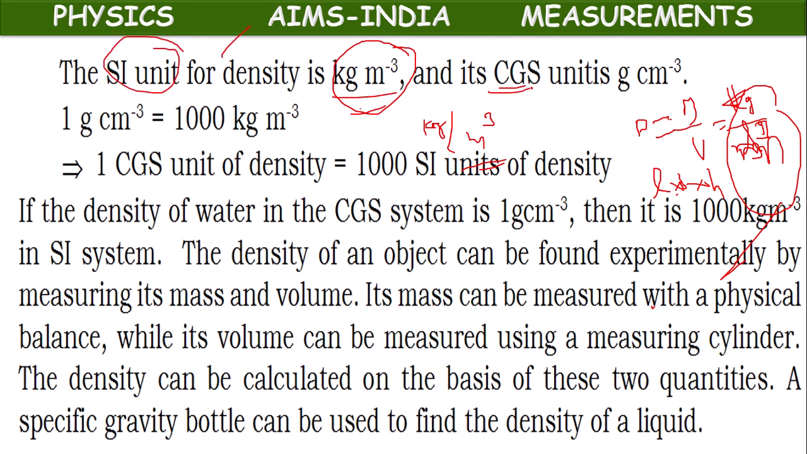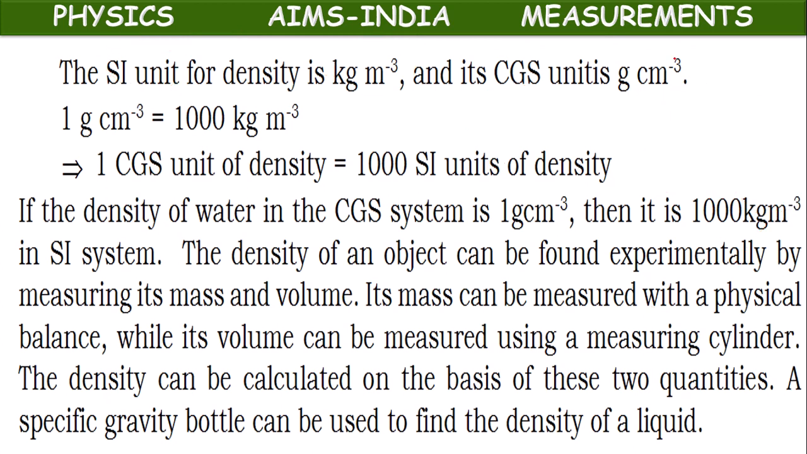The CGS unit is, instead of kilogram and meters, gram and centimeter: gram centimeter to the power of minus 3. The relation between this unit and that unit is 1 gram per centimeter cube equals 1000 kg per meter cube. That is the relation between them.